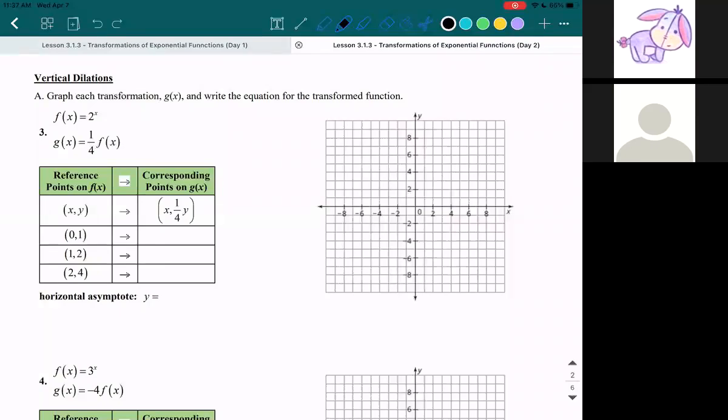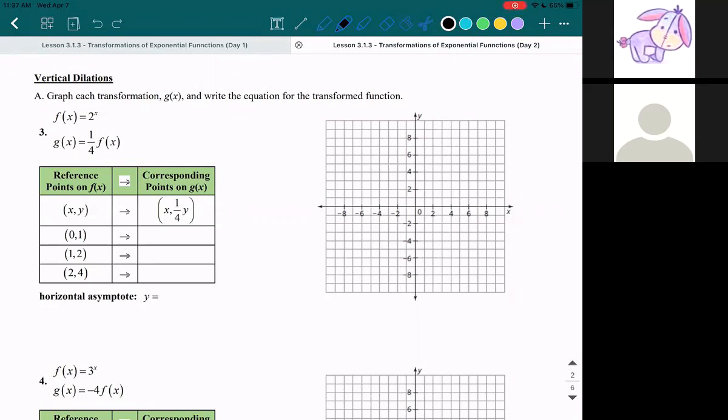All right, let's move on to vertical dilations. So for vertical dilations, we want to essentially do the same steps, but what a vertical dilation is, you're going to stretch your graph vertically, so stretching it up and down or compressing it up and down. So you're either squishing it up and down or stretching it out. And what do I mean by that?